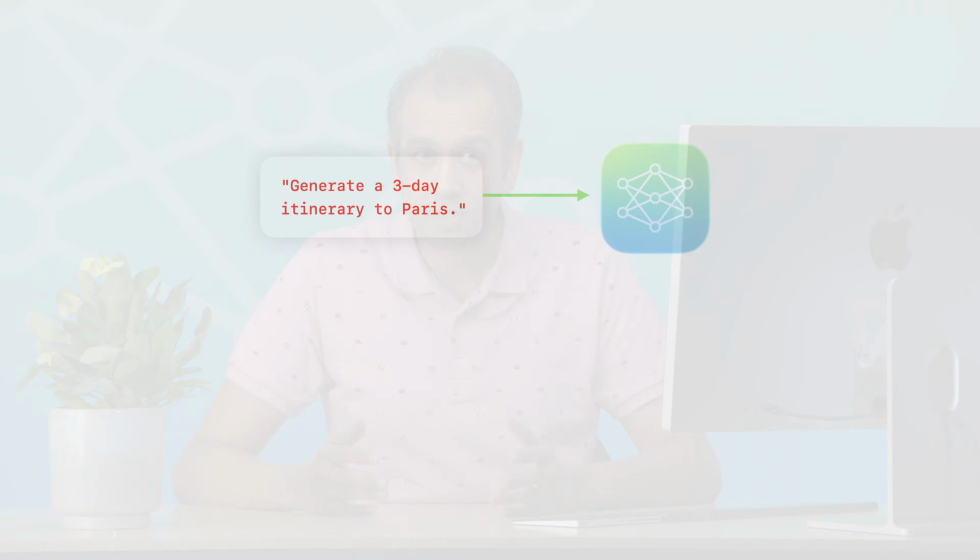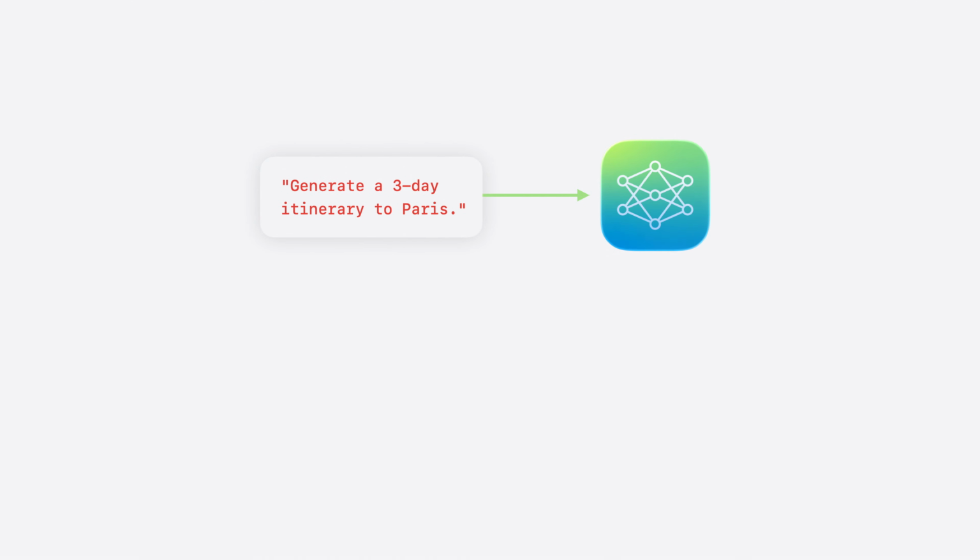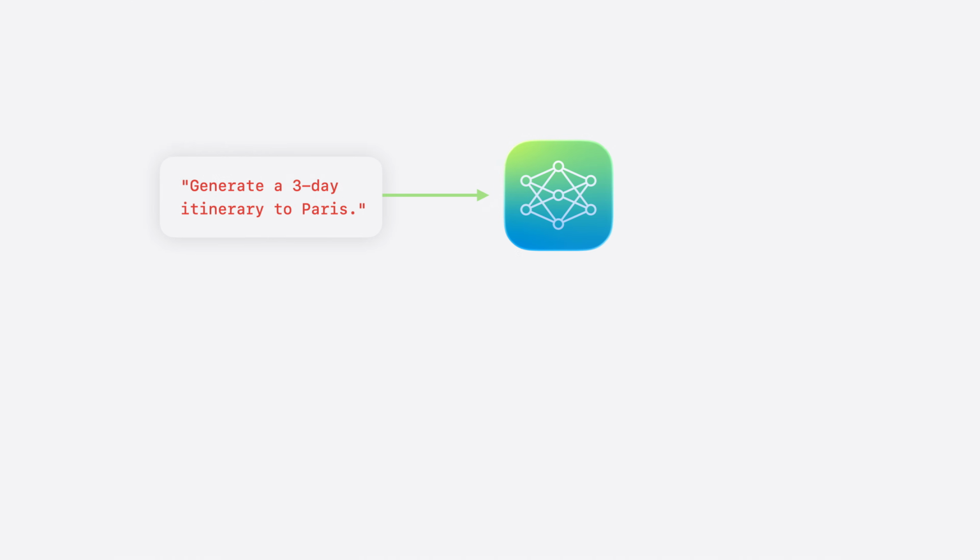You can use the Foundation Models framework to send a prompt to the on-device large language model, or LLM for short. The LLM can then reason about your prompt and generate text.